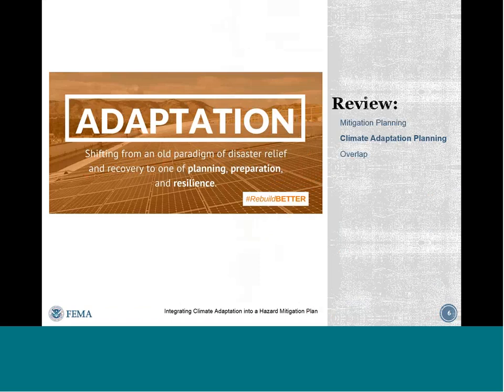So as resilience is this overall theory, so is adaptation. This is another definition from the Rockefeller Foundation: shifting from an old paradigm of disaster relief and recovery to one of planning, preparation, and resilience. This is mitigation. This isn't an old paradigm. You are already doing this with hazard mitigation planning, but mitigation is planning, preparation, and resilience. So again, if your community wants to look at climate adaptation, hazard mitigation planning is a tool to do that.